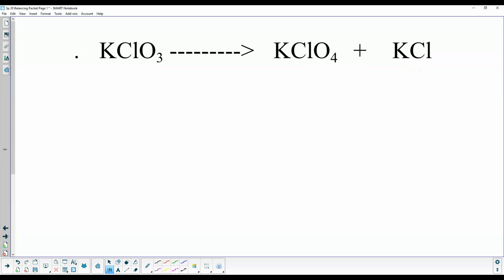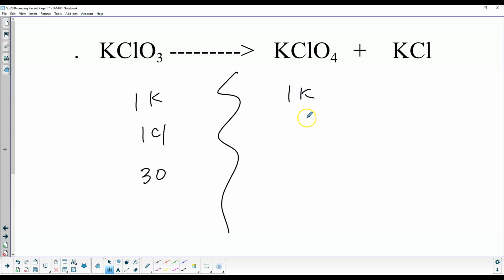All right, next one. Same compound, potassium chlorate. Notice there is not chlorate on the other side. 1 potassium, 1 chlorine, 3 oxygens. On this side, 1 potassium. Oh, nope, sorry, there's 2 because there's 1 here and 1 there, isn't there? So, yep, you got to make sure you get them all. So there's 2. There also are 2 chlorines.